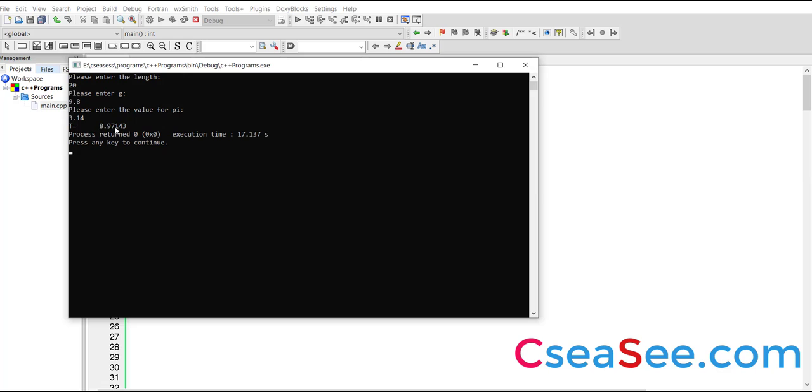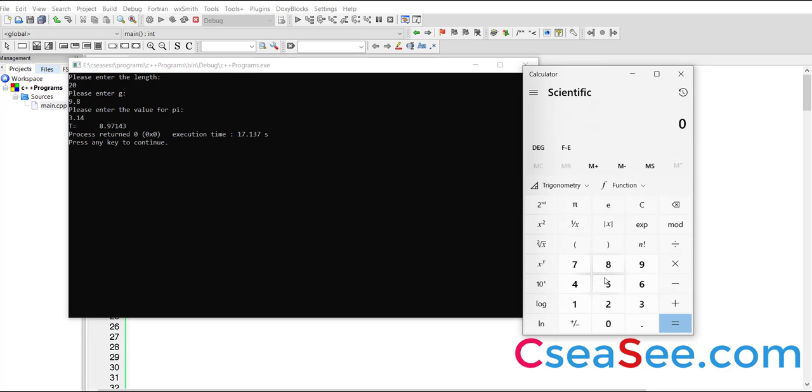8.9743. So if you want, you can use a calculator to find that out. So let me just go and get a calculator. 20 by 9.8. Okay, I get this. Then I would take the square root of this. So if I were to take the square root of this is what I get. Then I will multiply it with 3.14. Then I will have to multiply it with 2. So what do I get?